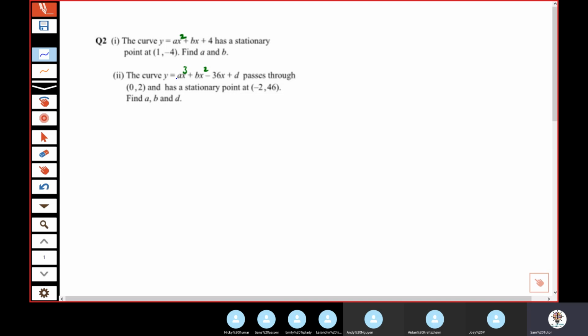Not necessarily, no. To find a and b, think about your other topics. Think about in which case did you have two missing letters and what was the technique you used? Simultaneous. So you straight away should know this would require simultaneous equations. Cool? If you want simultaneous equations, how many equations do you need? In this case, two missing letters, you'll need two equations.